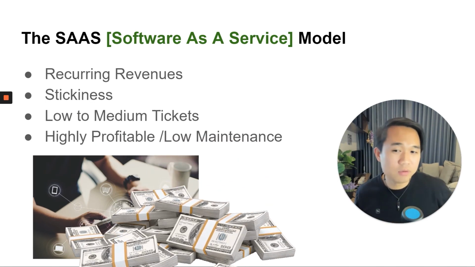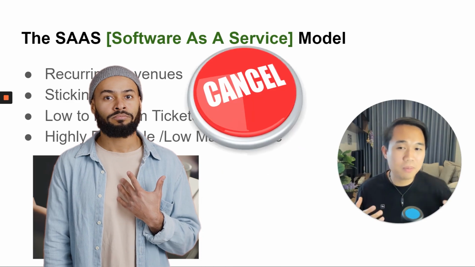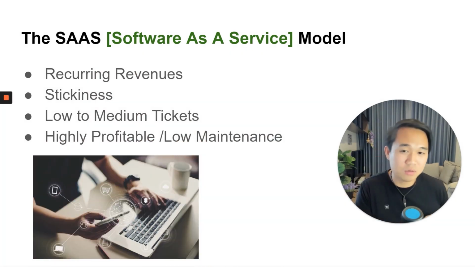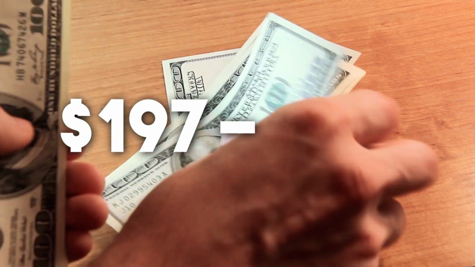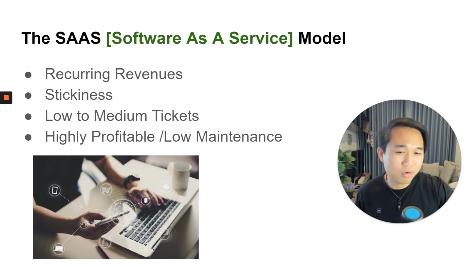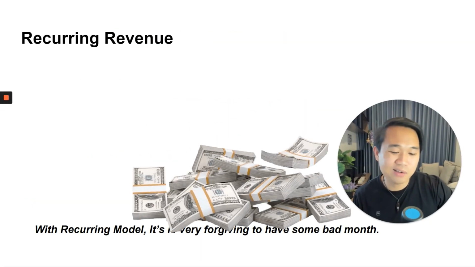The recurring revenue model, the stickiness where it's hard for people to cancel on you, and the low to medium ticket. So you'll be charging people around $200 to $600 a month, $197 to $597, instead of like 10 grand or anything like that. And it's also very profitable and low maintenance at the same time.